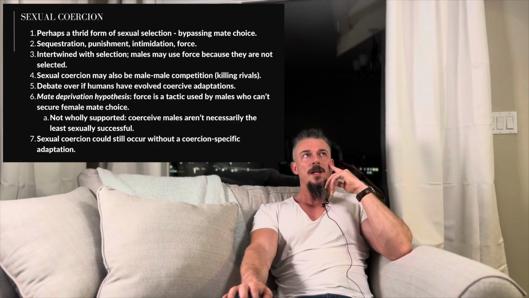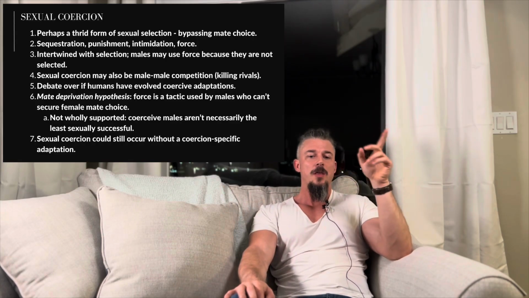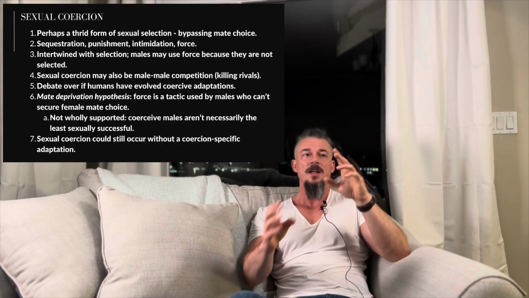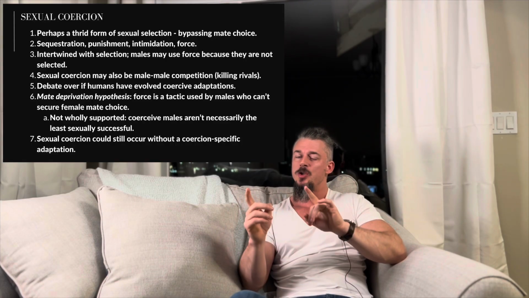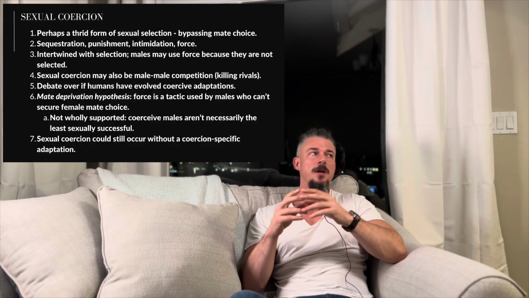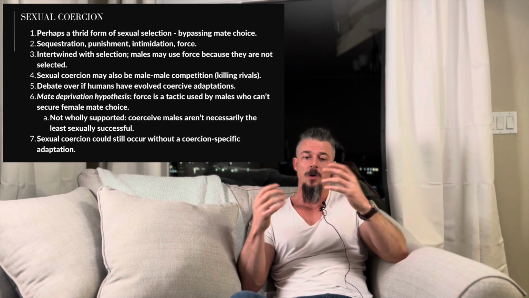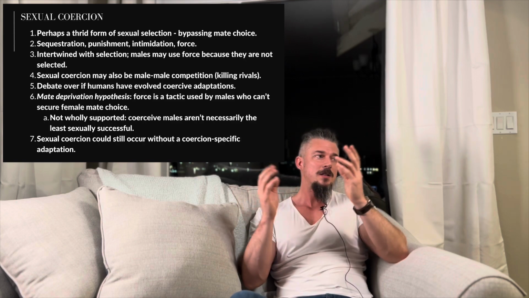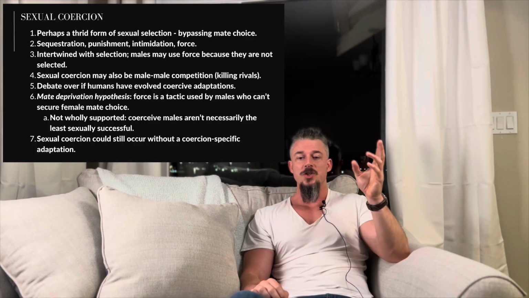So another one here, sexual coercion, right? The R word, okay? So this could be a third form of sexual selection. And what this is essentially is bypassing mate choice, right? The mate is not choosing, you're forcing yourself upon them. So sequestering a mate, punishment, intimidation, force, the R word, all of that. Okay, I'm saying this because I don't know if I'm allowed to say it on YouTube. It's intertwined with mate selection, okay?